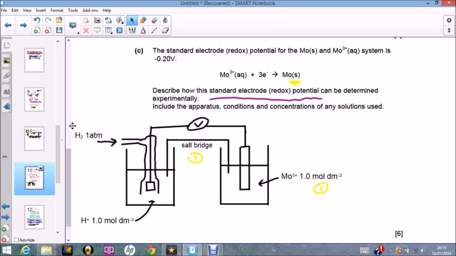I've now labelled the fact that I've got hydrogen gas going into this hydrogen reference electrode at 1 atmosphere. So I get 1 mark for this hydrogen half cell using H2 and H plus. So I'm now on 3 out of 6.